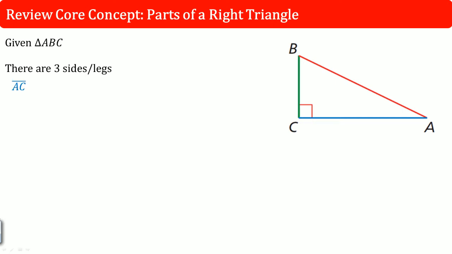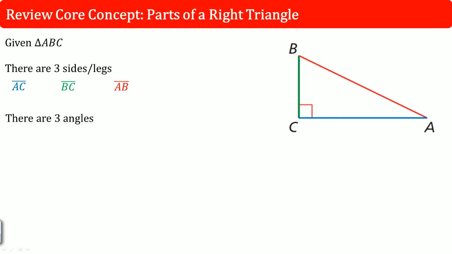The blue one is line AC. Notice I write two letters, AC, because it tells me it goes from A to C, and it is a line. Then you have line BC, which is the green line. Then you have the red line, which is line AB. So you have three sides and three legs.